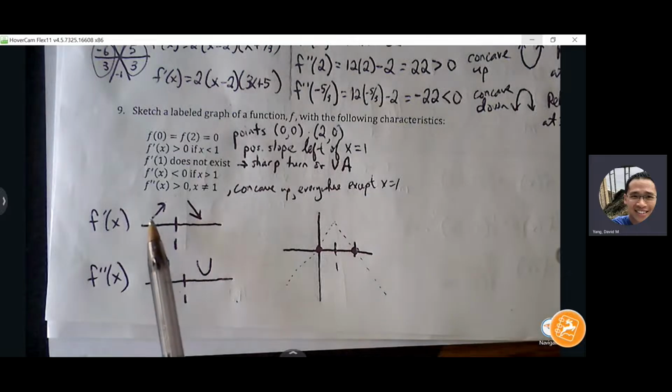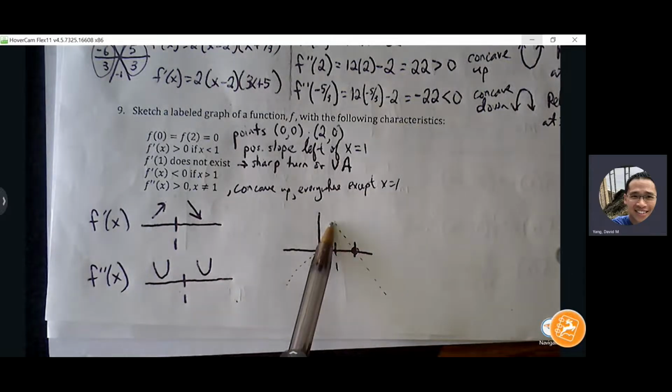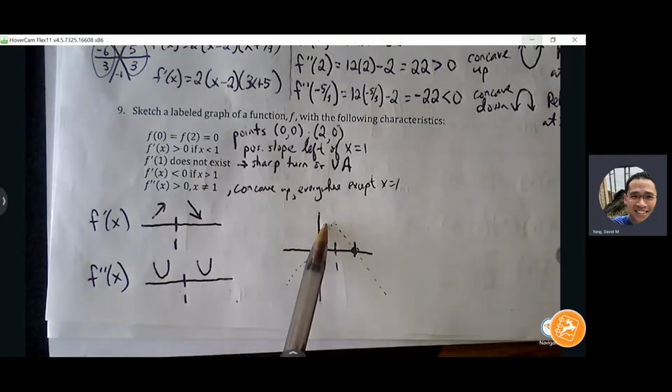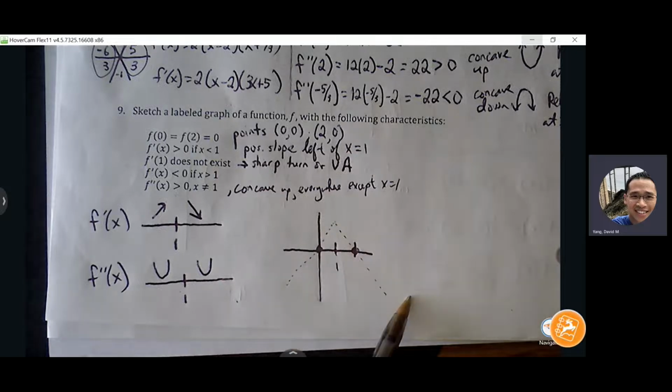Okay, so I'm just looking at this here. I know my graph is increasing. I'm expecting a relative max at 1, a slope that doesn't exist with a sharp turn, and then the graph decreases.